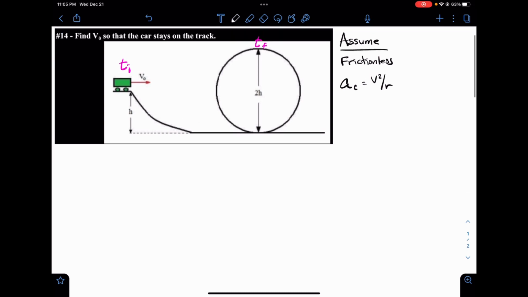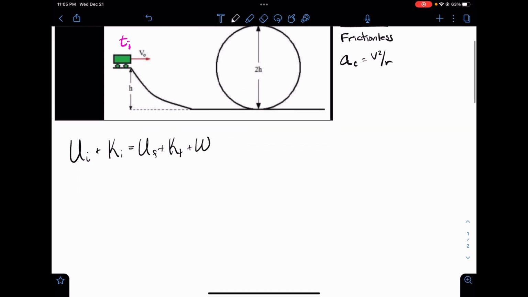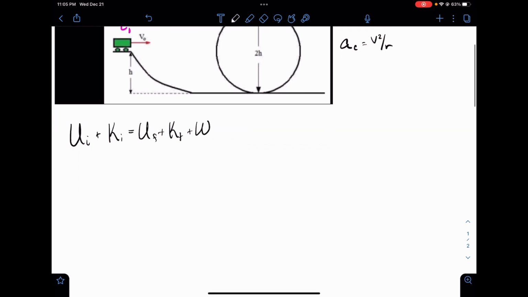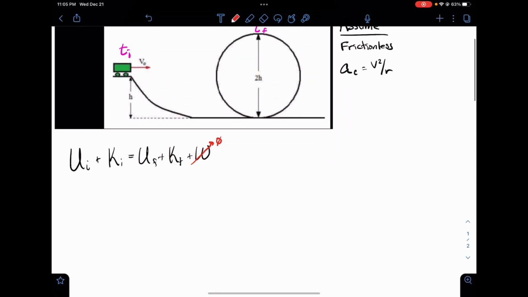So starting off with just a kinematic equation, not kinematic equation, excuse me, conservation of energy equation. Potential energy initial plus kinetic energy initial equals potential energy final plus kinetic energy final plus work done. Again, that's where friction would go into this if you needed to use friction. No friction in this situation and no other work done in the system.